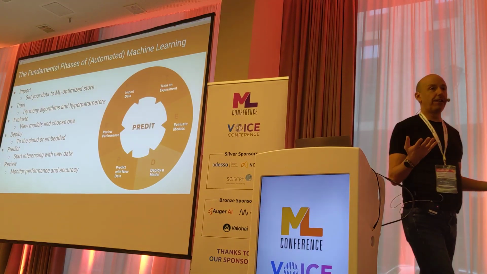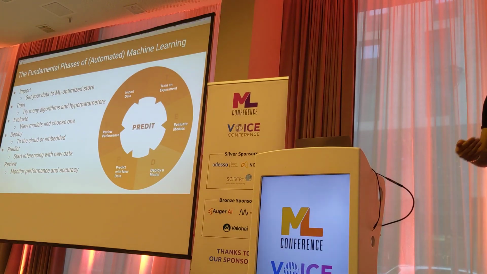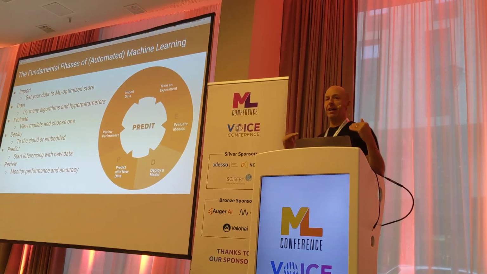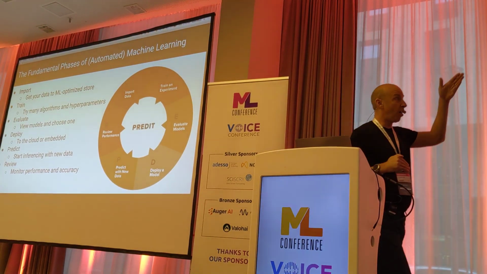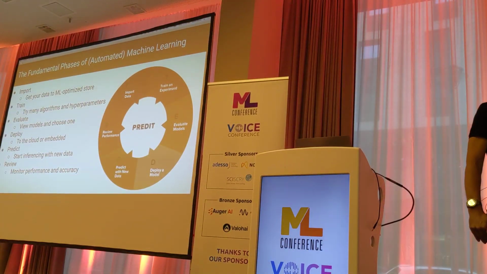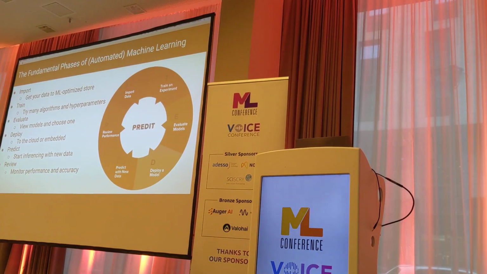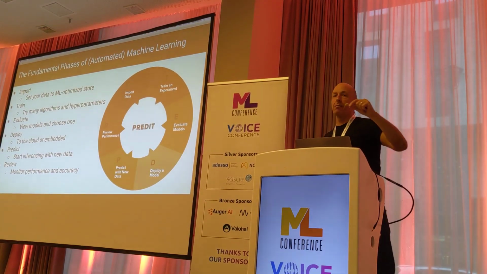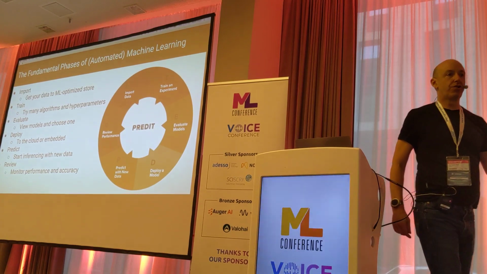So what are these fundamental phases? What are we really automating? If you look at all the automated machine learning tools, they all have these phases, all of them. Many of them use the same names, but even if they don't use exactly the same names, they have them. So there's an import phase. It's getting your data to the machine learning optimized store so that it can do training.